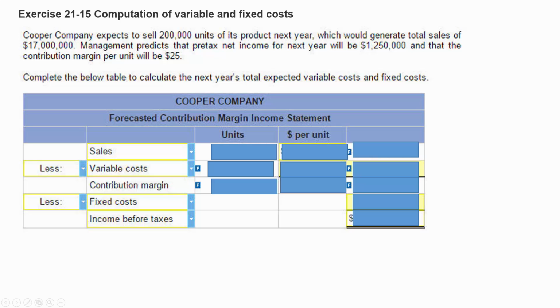Okay, this is the computation of variable and fixed costs. Cooper Company expects to sell 200,000 units of its product next year, which would generate total sales of $17 million. So let's see what we've got here.